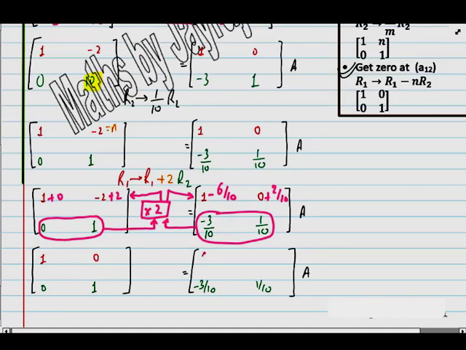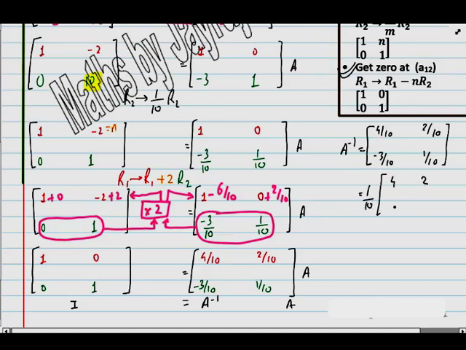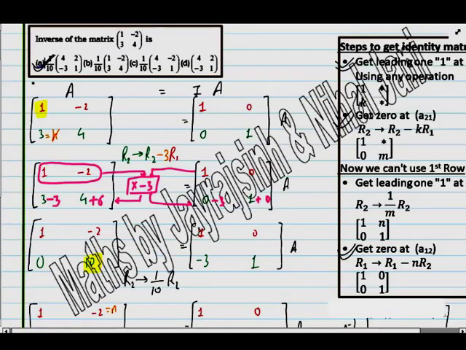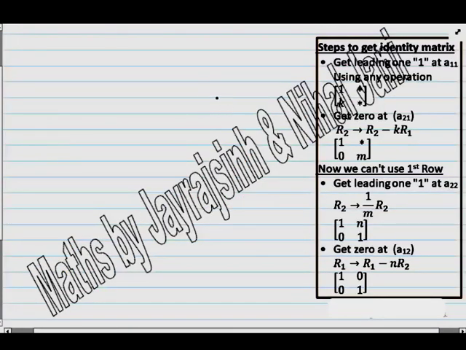Now we just have to simplify, and our second row will be as it is, and our first row will be 1, 0, 4 by 10 and 2 by 10, which is in the form of I is equal to A inverse A, which suggests that our A inverse is 4 by 10, 2 by 10, minus 3 by 10, or we simply take 1 by 10 common and we get 4, 2, minus 3, 1. Let's see, option A is the correct option. Tada!